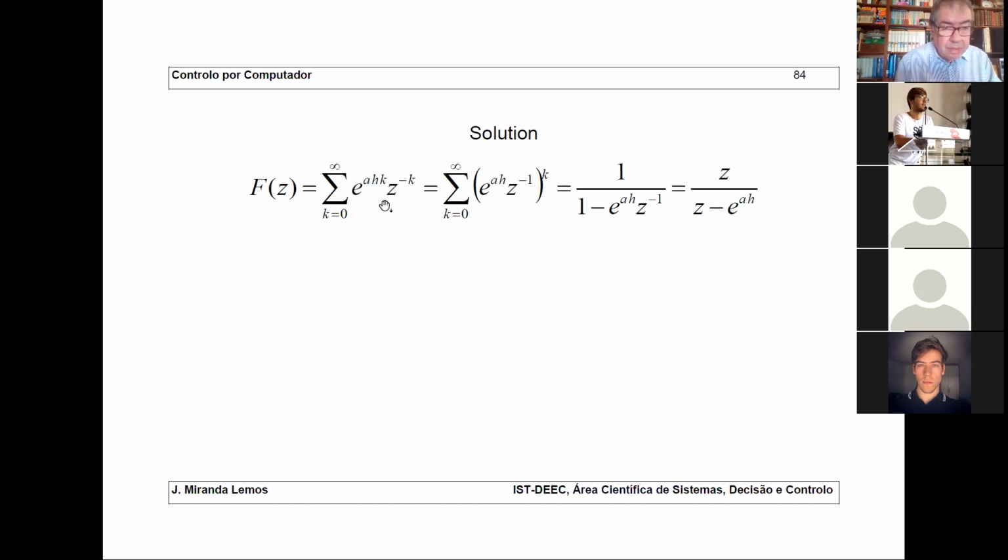And now we use basic properties of powers. I can write this product as the power k of the product of the bases. Now I use the sum of the geometric series. So I have some r up to k, so it's 1 minus r. Which I can also write by multiplying above and below by z in this way. So the z transform of the exponential of ahk is nothing more than z divided by z minus the exponential of ah.